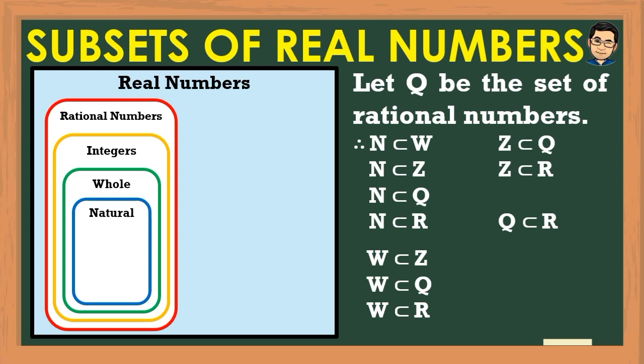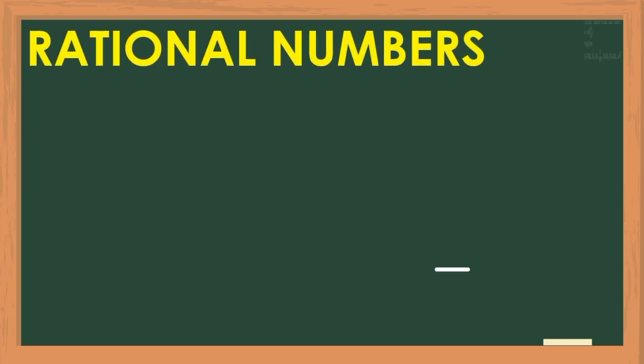So, our next topic is the set of rational numbers. Let Q be the set of rational numbers. Like I said earlier, our notations are increasing, because we are talking about subsets of real numbers. So, let's have rational numbers. I already discussed rational numbers in my previous video lessons.